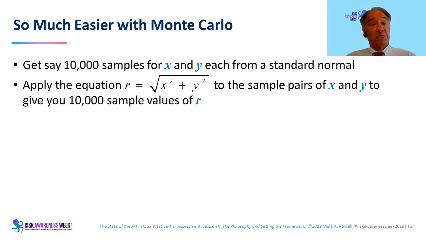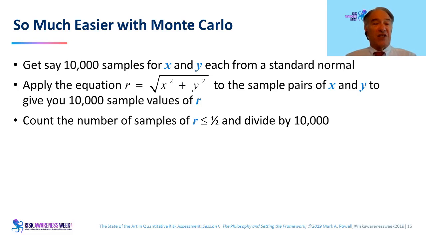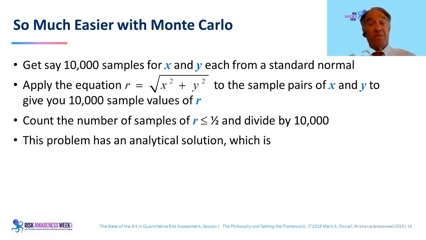That's interesting. That's pretty simple to do. What have we actually done when we did that? The next step, obviously, is to count the number of those samples of r less than 1/2 and divide by 10,000. That tells us the probability that we're going to hit the bullseye.